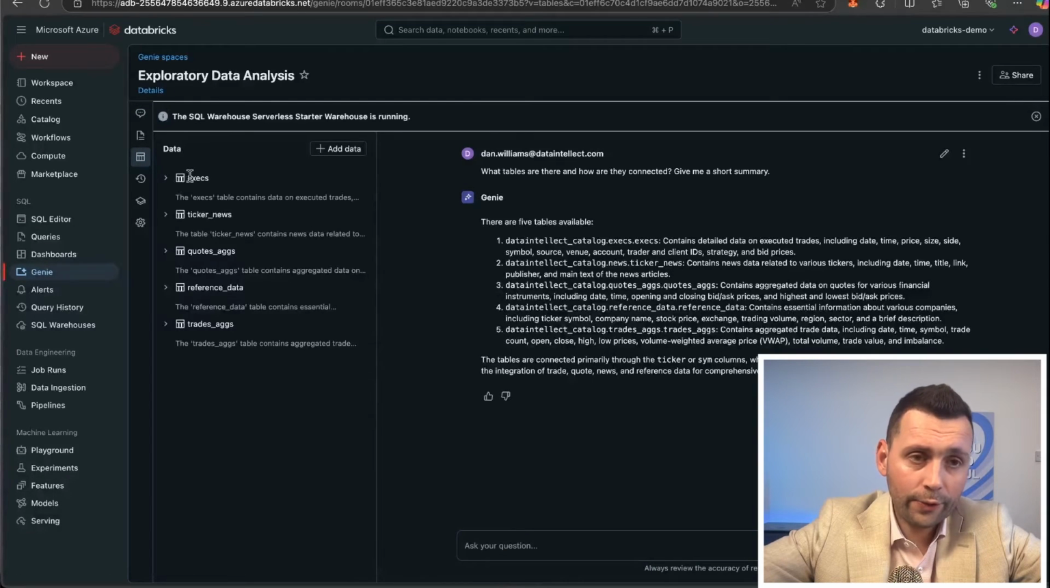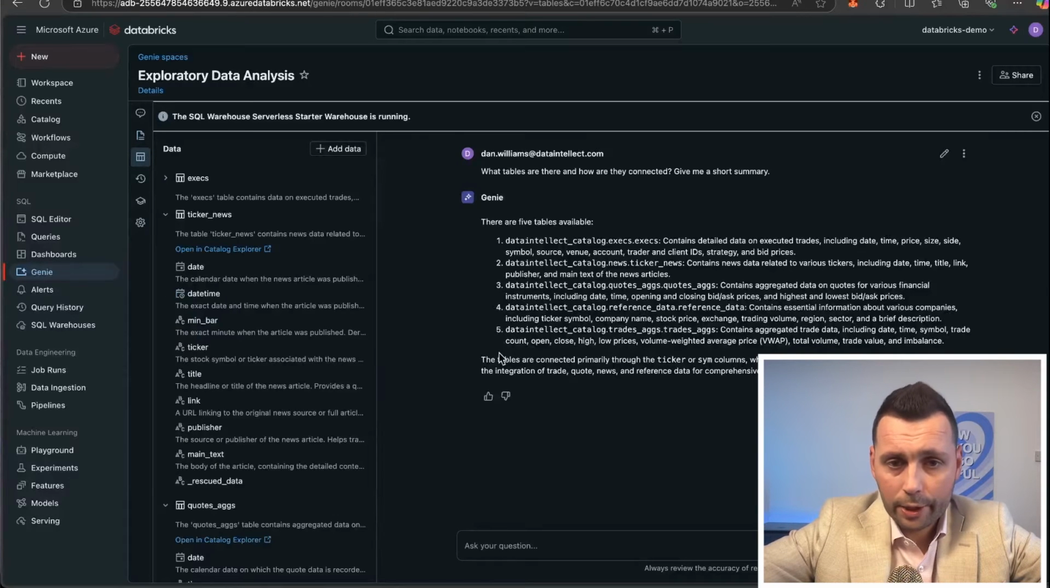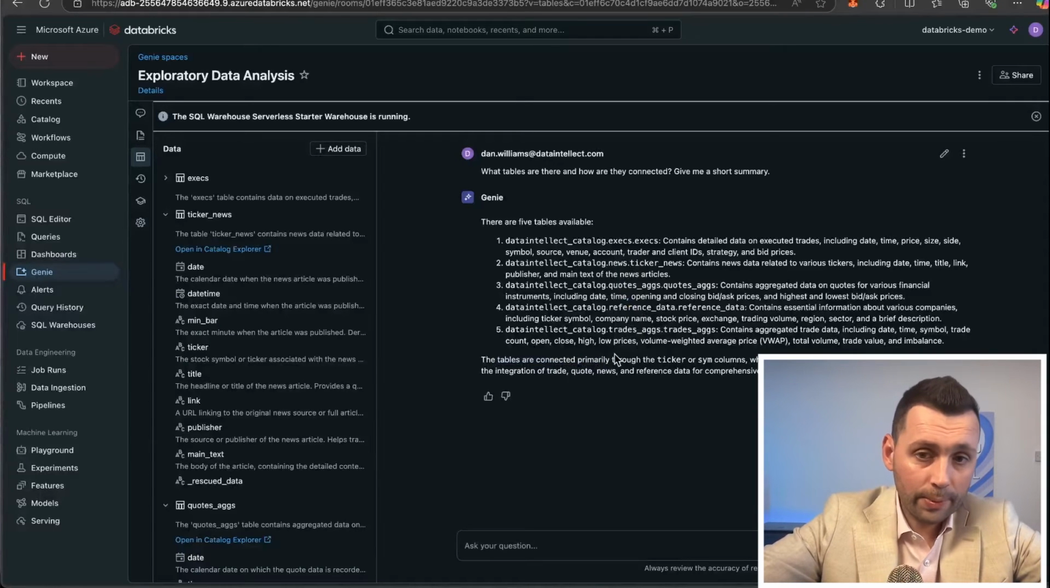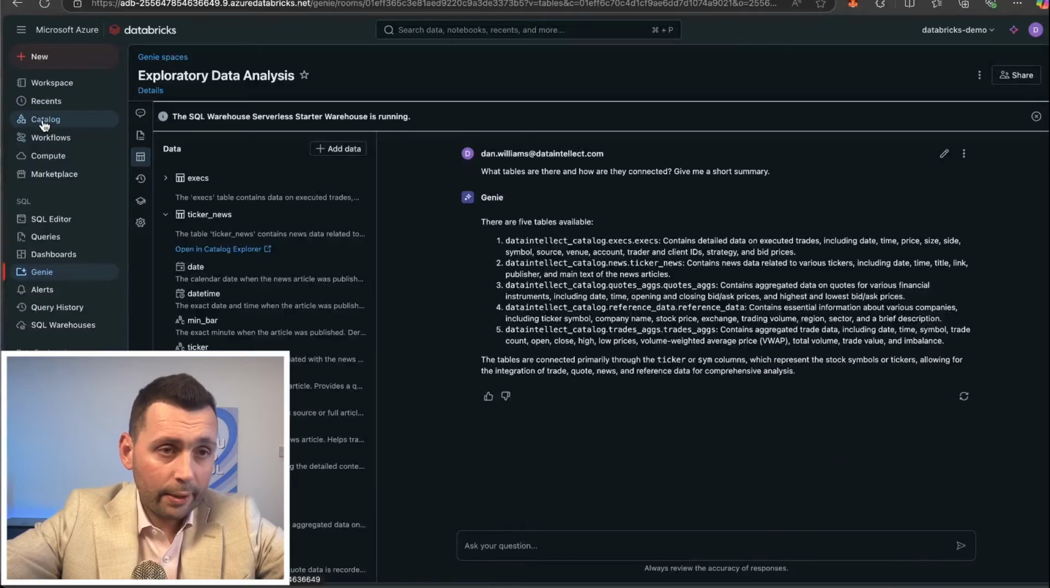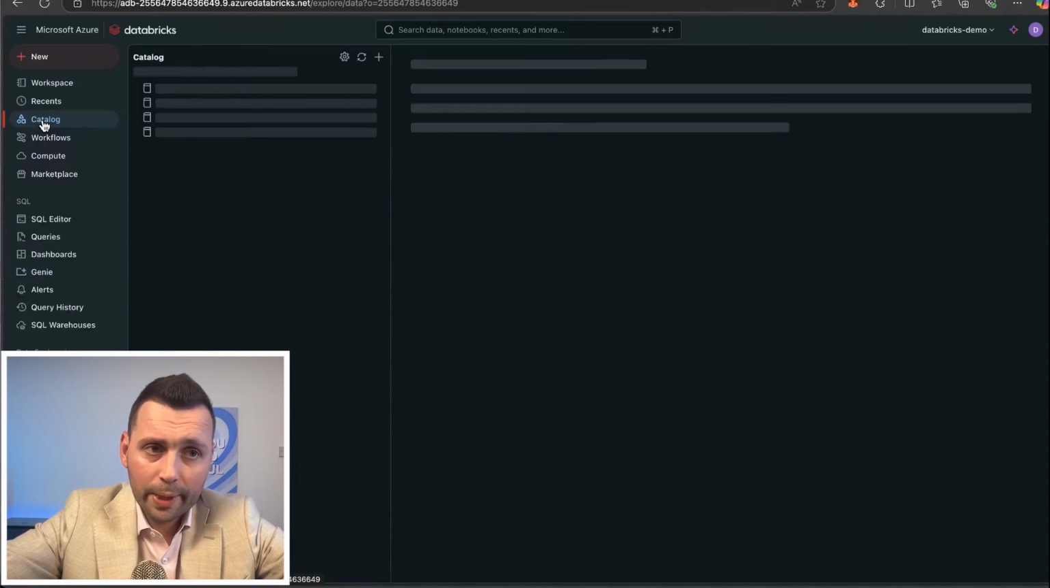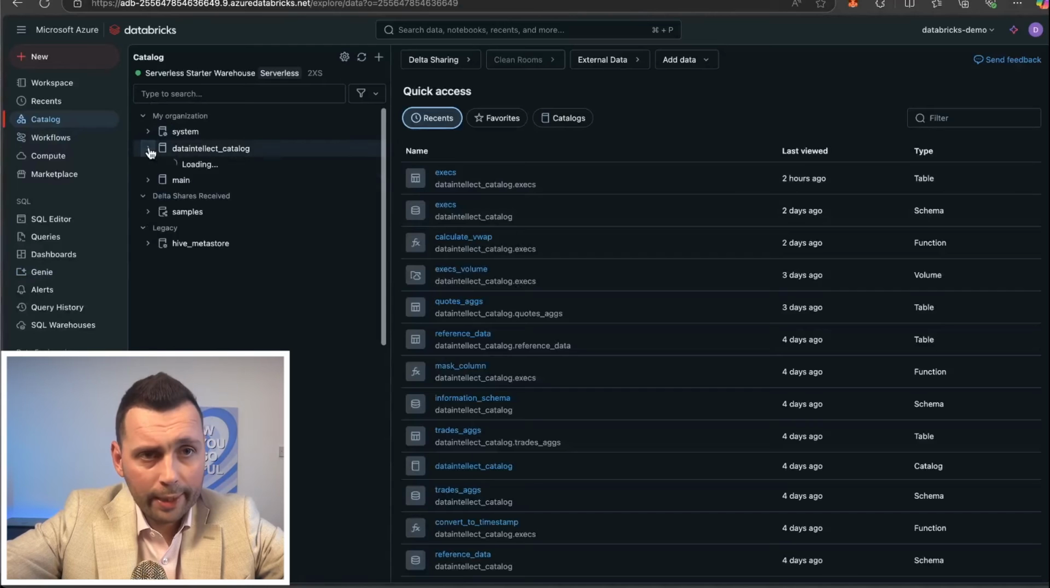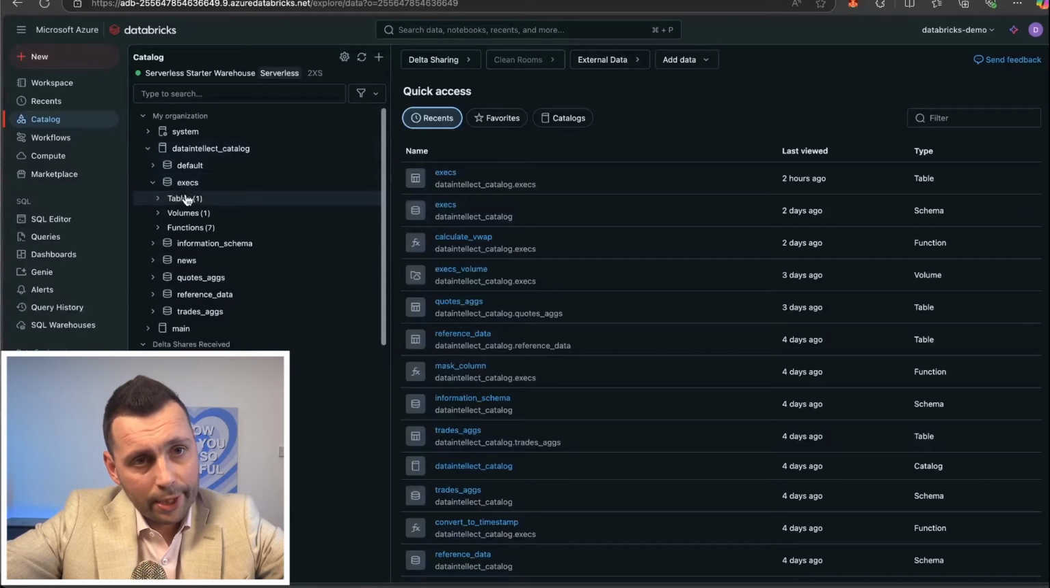We can see all of the data that Genie has access to. So Genie actually realized that these tables are connected primarily through the ticker or symbol columns, so it understands the data relationships between them. The reason why it understands this is also because if you look at our catalog, we can, for example, just check the execution table.